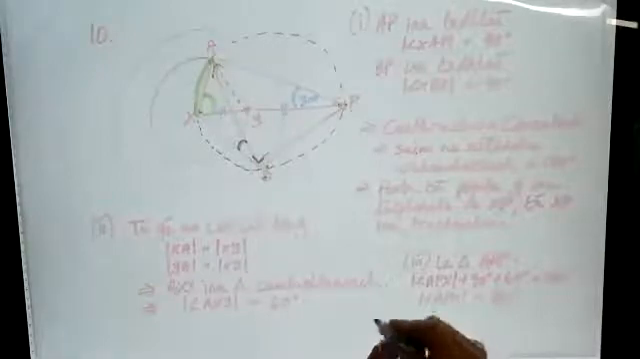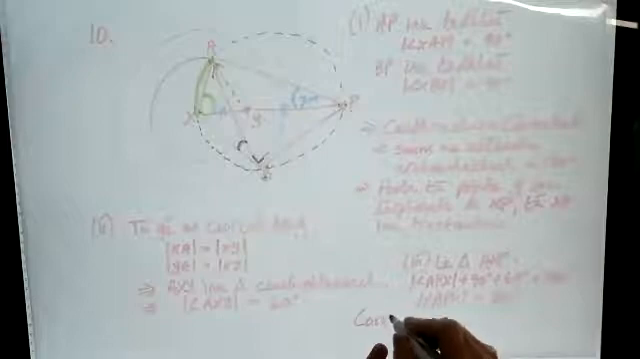So we use the theorem on angles formed by the same arc on a circle. The angle at the center of a circle is twice the angle at the circumference on the same arc. So it goes like that.